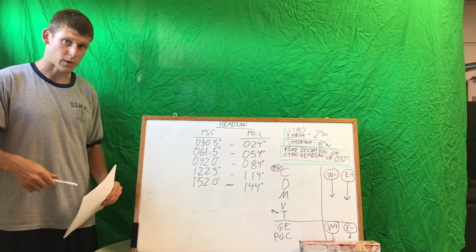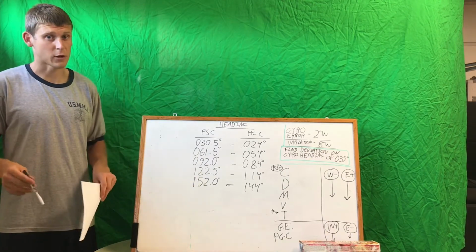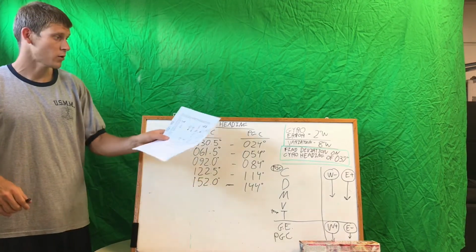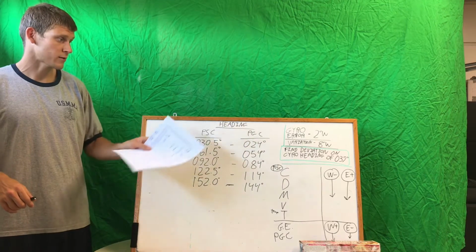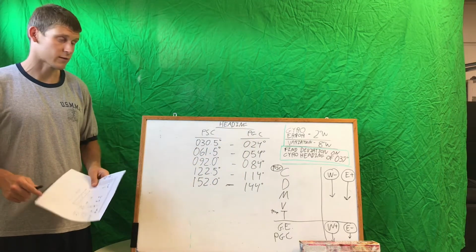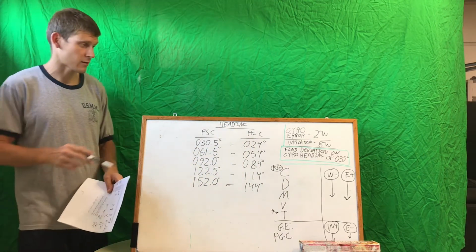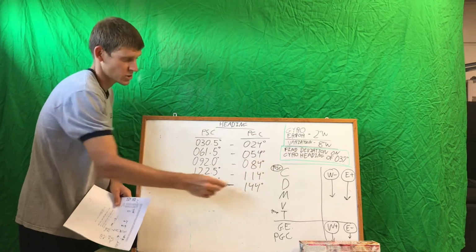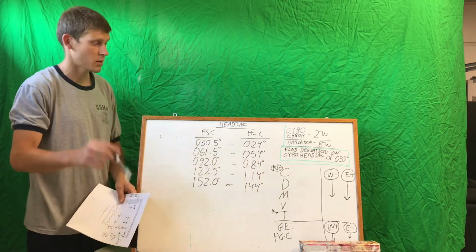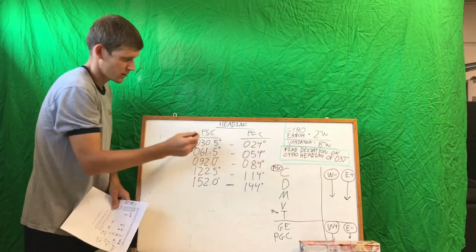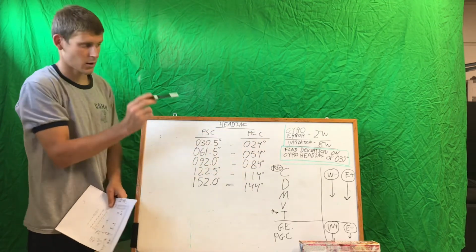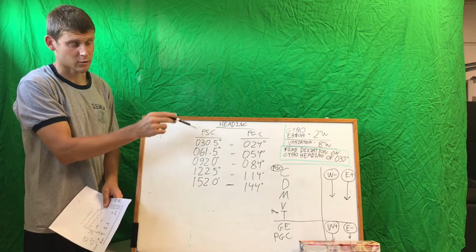So when you start this problem, you want to identify all the unknowns and list them out. So we know gyro error is 2 degrees west, variation's 8 degrees west. The problem is asking us to find the deviation on a gyro heading of 039 degrees.